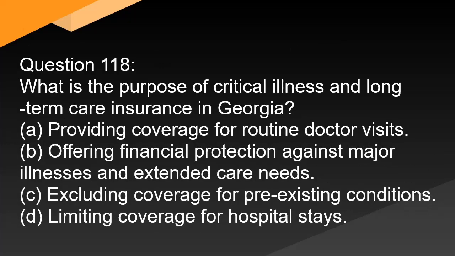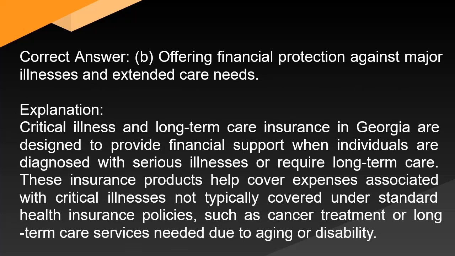Question 118. What is the purpose of critical illness and long-term care insurance in Georgia? Correct answer: B. Offering financial protection against major illnesses and extended care needs. Explanation: Critical illness and long-term care insurance in Georgia are designed to provide financial support when individuals are diagnosed with serious illnesses or require long-term care. These insurance products help cover expenses associated with critical illnesses not typically covered under standard health insurance policies, such as cancer treatment or long-term care services needed due to aging or disability.